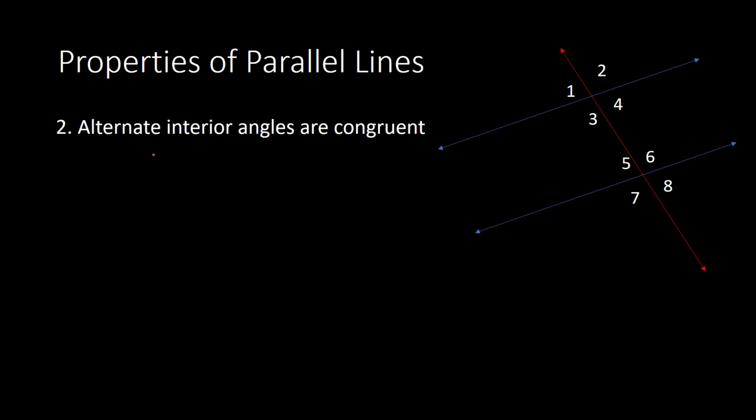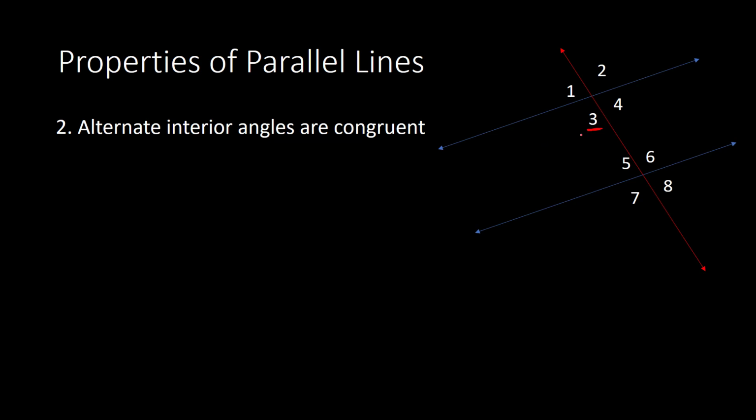Second property is that alternate interior angles are congruent. So in the last lesson, we learned that alternate interior angles are angles that are on alternate sides of the transversal, they're non-adjacent, and they're interior as well. So for example, looking at angle 3, it is on the left side of the transversal, this red line, and it's on the inside of the two blue lines. Angle 4, 5, and 6 are also interior. They're on the inside of the two blue lines.